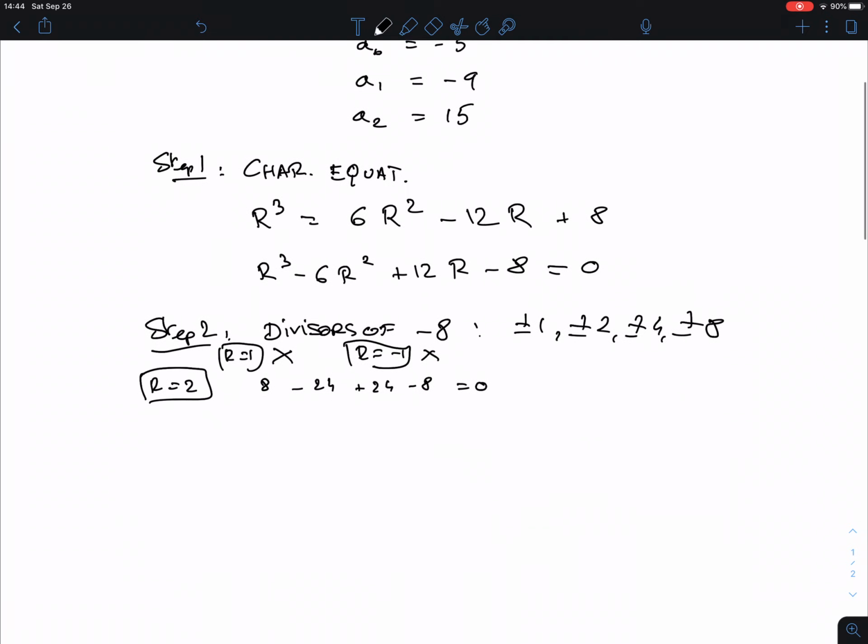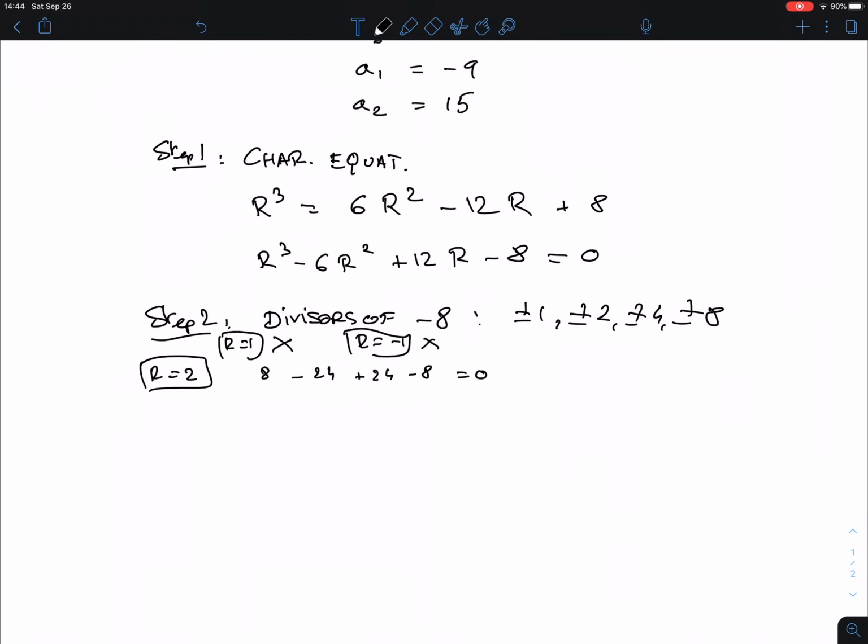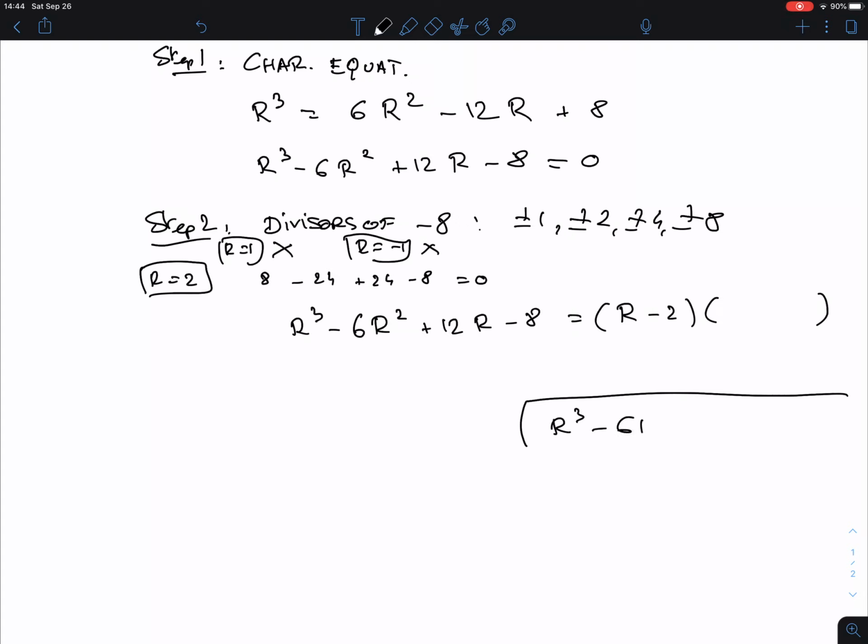Okay, this means that we can factor out, remember, if you have a root, that means that you can factor out a linear term r minus that root, so r minus 2 here, and then what's left here will be of degree 1 less, so quadratic. Now what is that? We do long division. R cubed minus 6r squared plus 12r minus 8. We divide here by r minus 2.